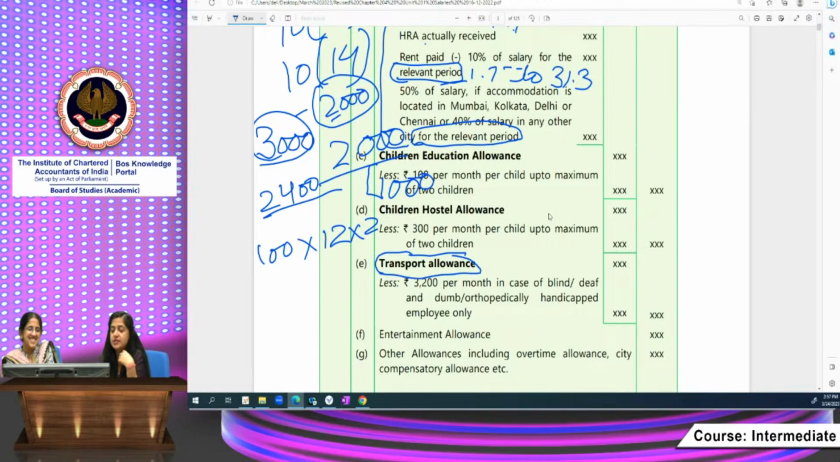Transport allowance: there is an exemption regarding the transport allowance, but it is only available in case of a blind, deaf and dumb, and orthopedically handicapped employee only. In that case only, the exemption of 3,200 per month is allowed. Otherwise, there is no exemption for transport allowance for any other employee.